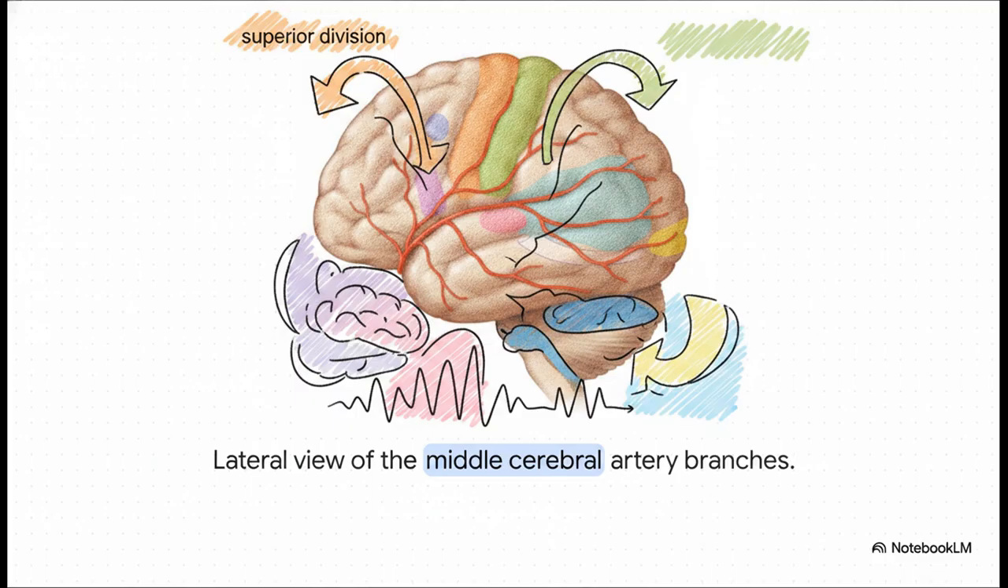Now, what's genuinely fascinating about this lateral view is how the MCA branches divide right in the Sylvian fissure to supply major, distinct regions of the cerebral cortex. You've got the superior division projecting up and the inferior division sweeping down. Together, they cover the vast majority of the lateral surface of the hemisphere. That includes our primary motor and sensory areas, plus our critical language centers.